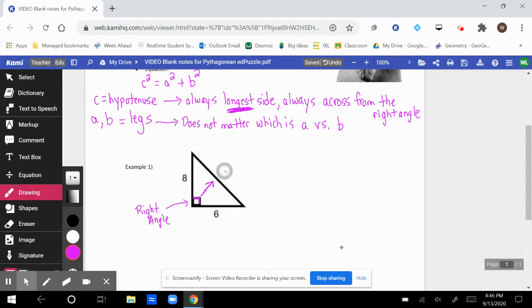Okay, so I'm going to call this c since it's the hypotenuse. All right, and now 8 and 6, those would be called our legs. The two sides that are not the hypotenuse are the legs.